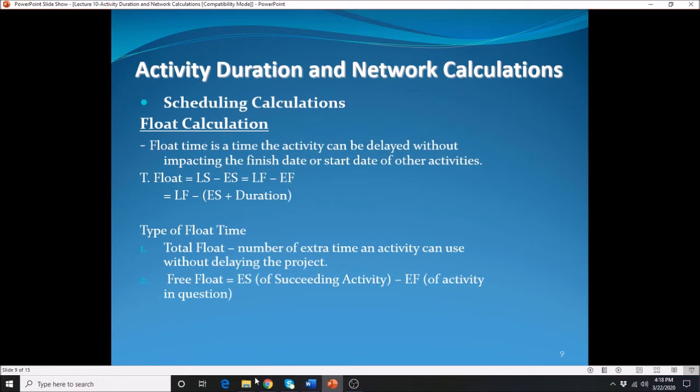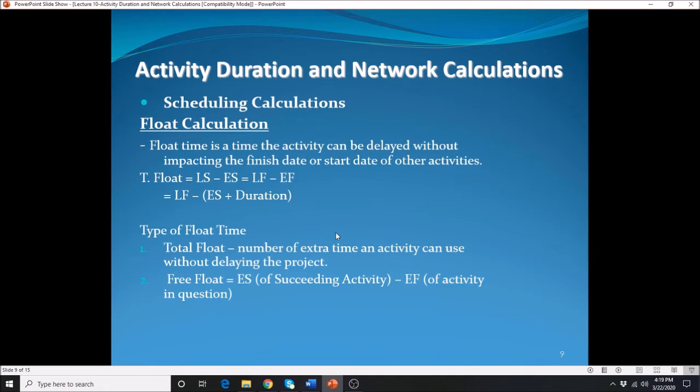Alright, so for the float calculations, there are two types of float time. We have the total float and we have the free float. So what's the difference between these two? The total float, or the TF, is the amount of time that you could delay a given activity without impacting the overall duration of the entire project. So take note of that. Total float, without impacting the duration for the entire project. The free float is the amount of time that you could delay a given activity without impacting the duration of the succeeding activity. So the total float, entire project; free float, without impacting any succeeding activity.